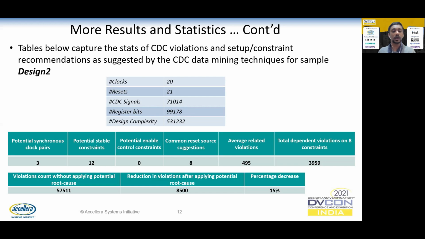Violation count without applying potential root cause, we have around 57,511 crossings. And after applying the potential root cause, we see a reduction in the violations to 8,500 crossings. So this indicates a percentage decrease of 15% in the total number of crossings.